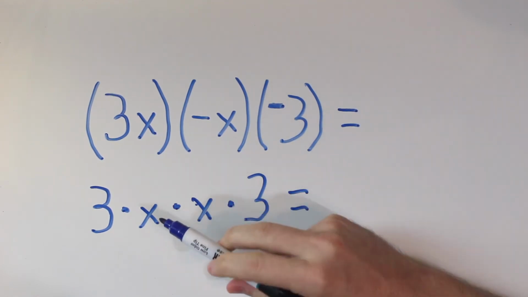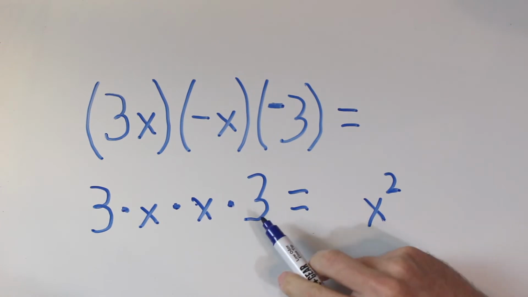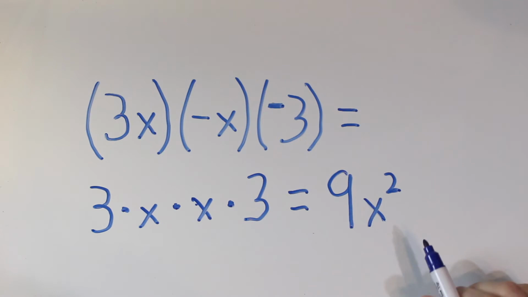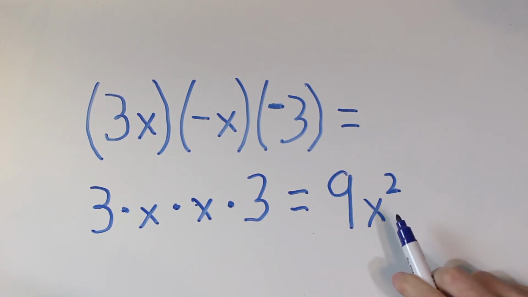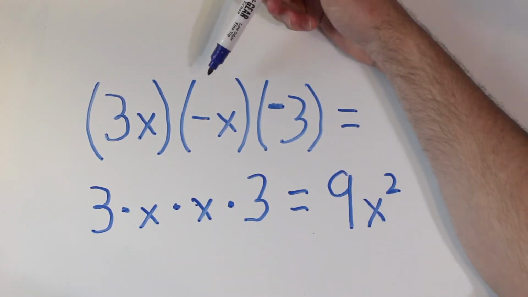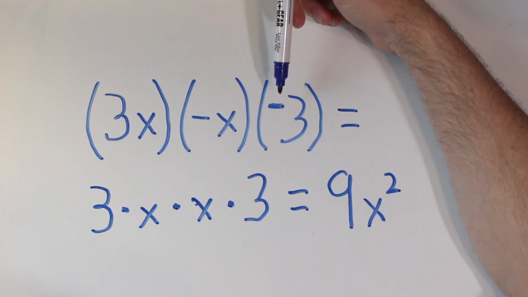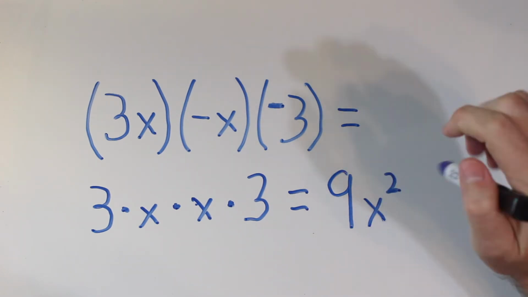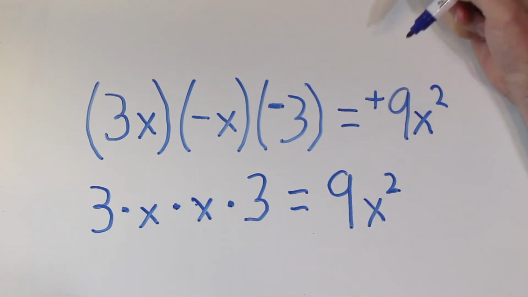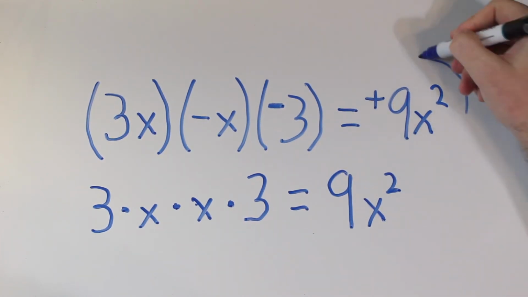Hopefully you remember that this x times x can become x squared. Now we multiply this 3 times 3 to get 9. So far, we have 9x squared. Let's see if our answer is supposed to be positive or negative. Back here in the problem, we had a negative here and a negative here. That's 2 negatives, which is an even number. That means our answer is going to be positive. So our answer is positive 9x squared.